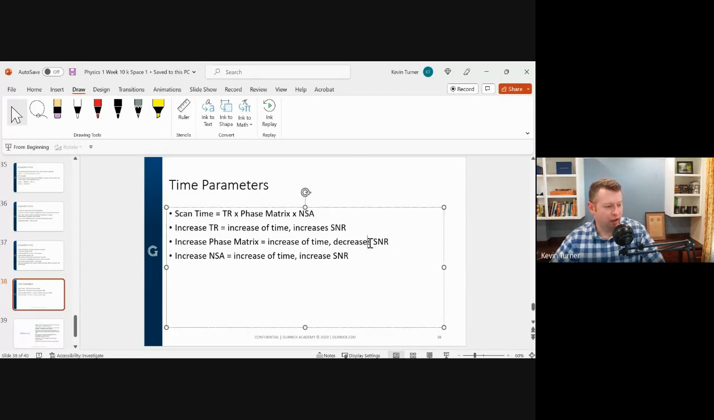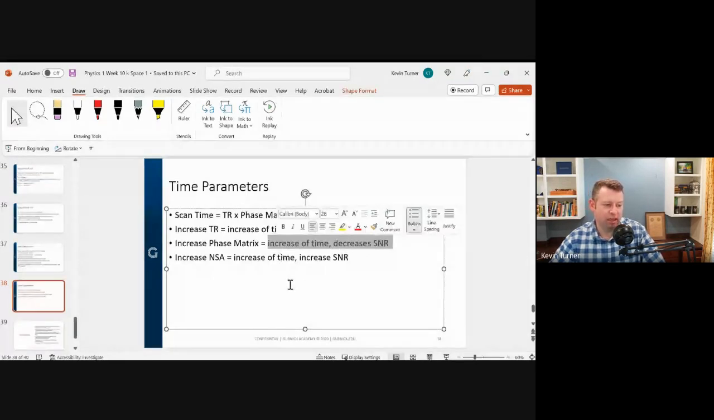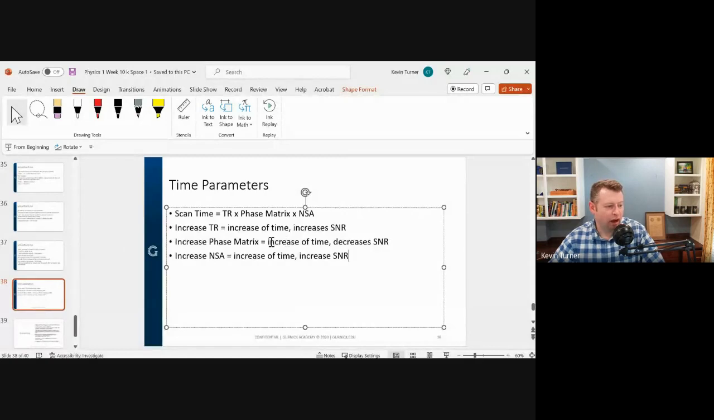And this is once again why a lot of techs like to decrease their phase matrix, because as you decrease your phase matrix, you decrease time, which is good, and you increase SNR, which is good. The only thing is, it's at the cost of resolution. Like I said, some techs scan that way, some do not.